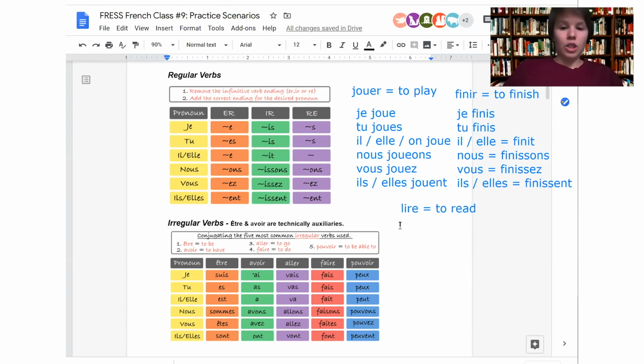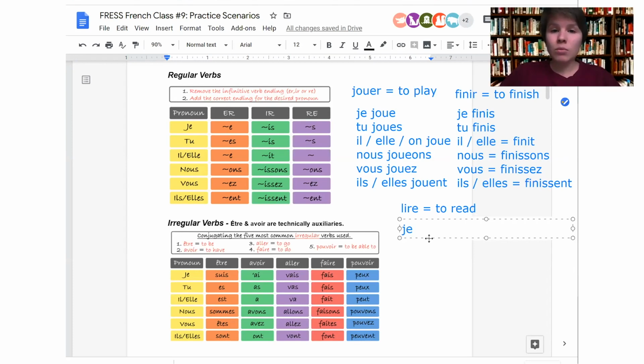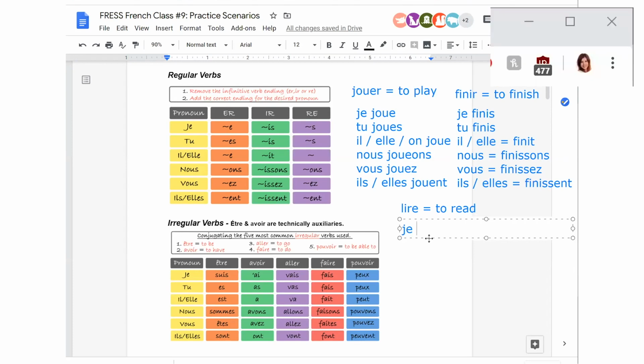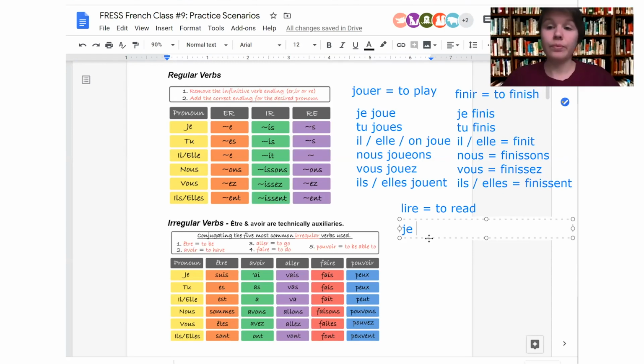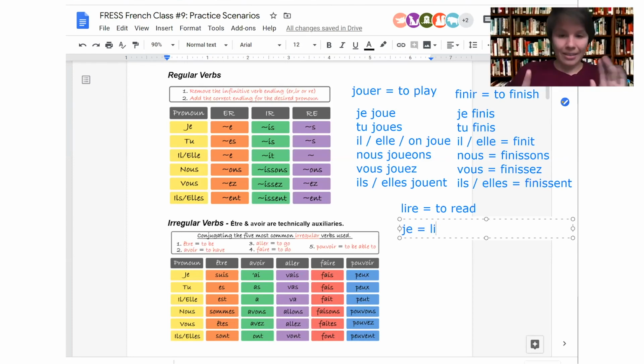Cool. Sorry, Taylor, is it L-I-R-E-R like the other, like jouer and finir? See how the other one, to play, ends in R? Is it L-I-R-E-R or just L-I-R-E? So lire. It's a little bit irregular, but it follows the general pattern of this.